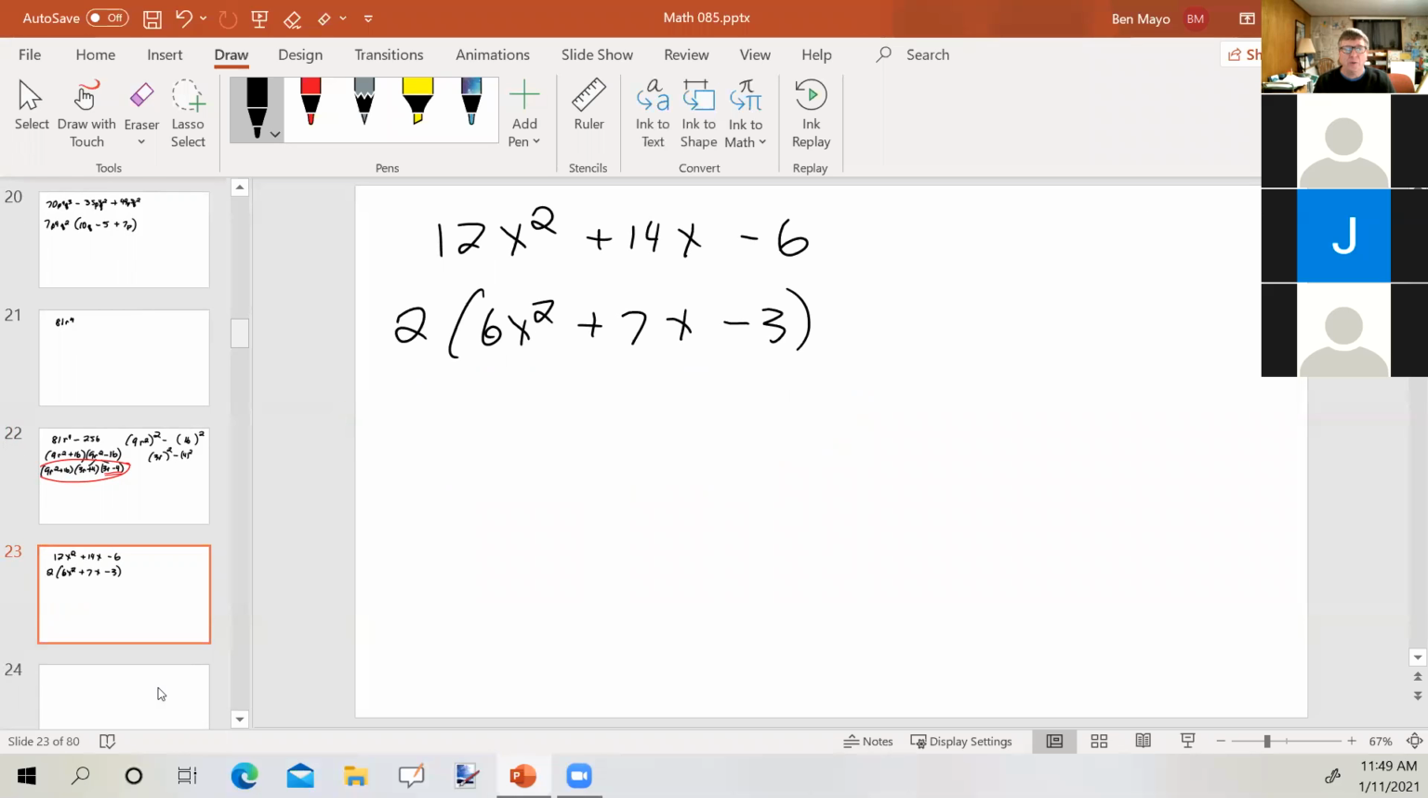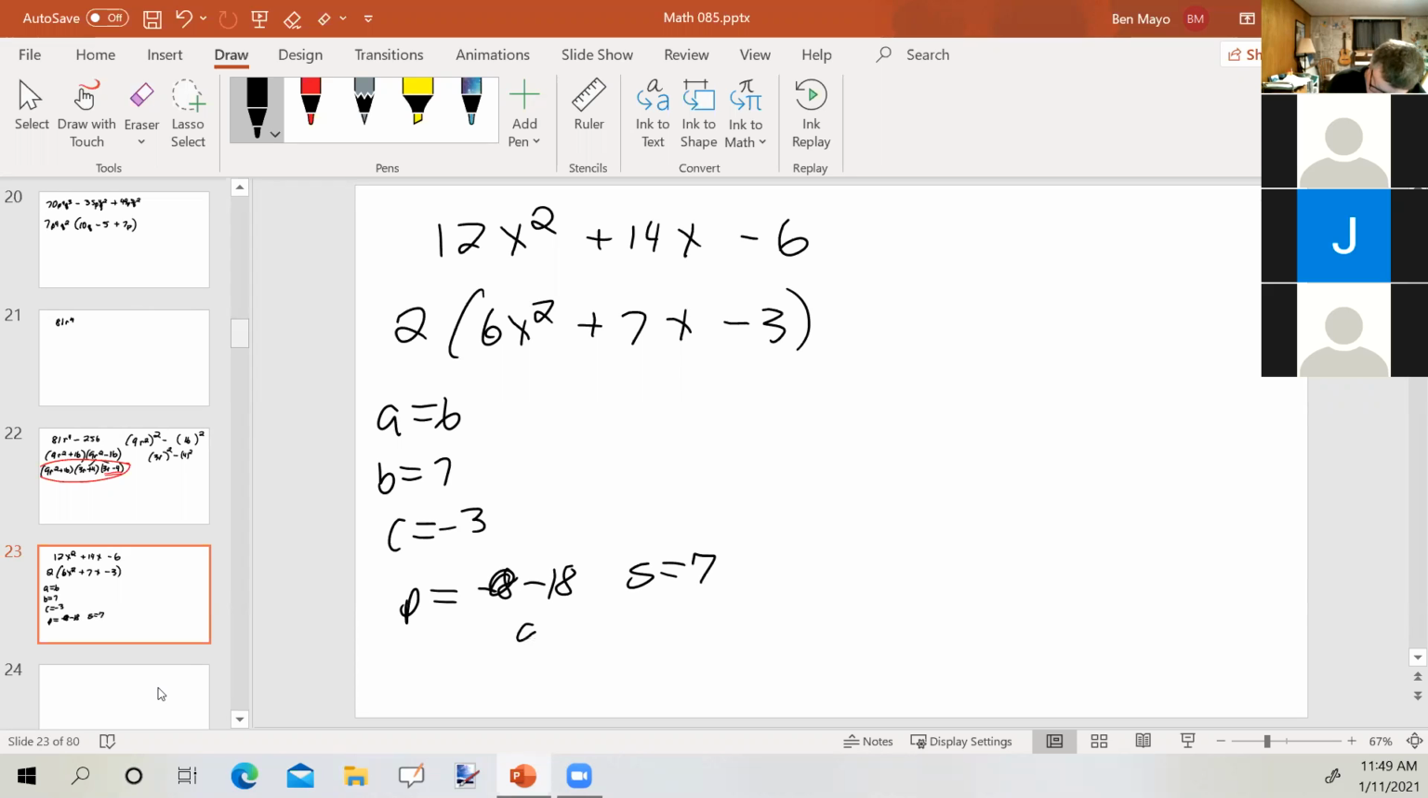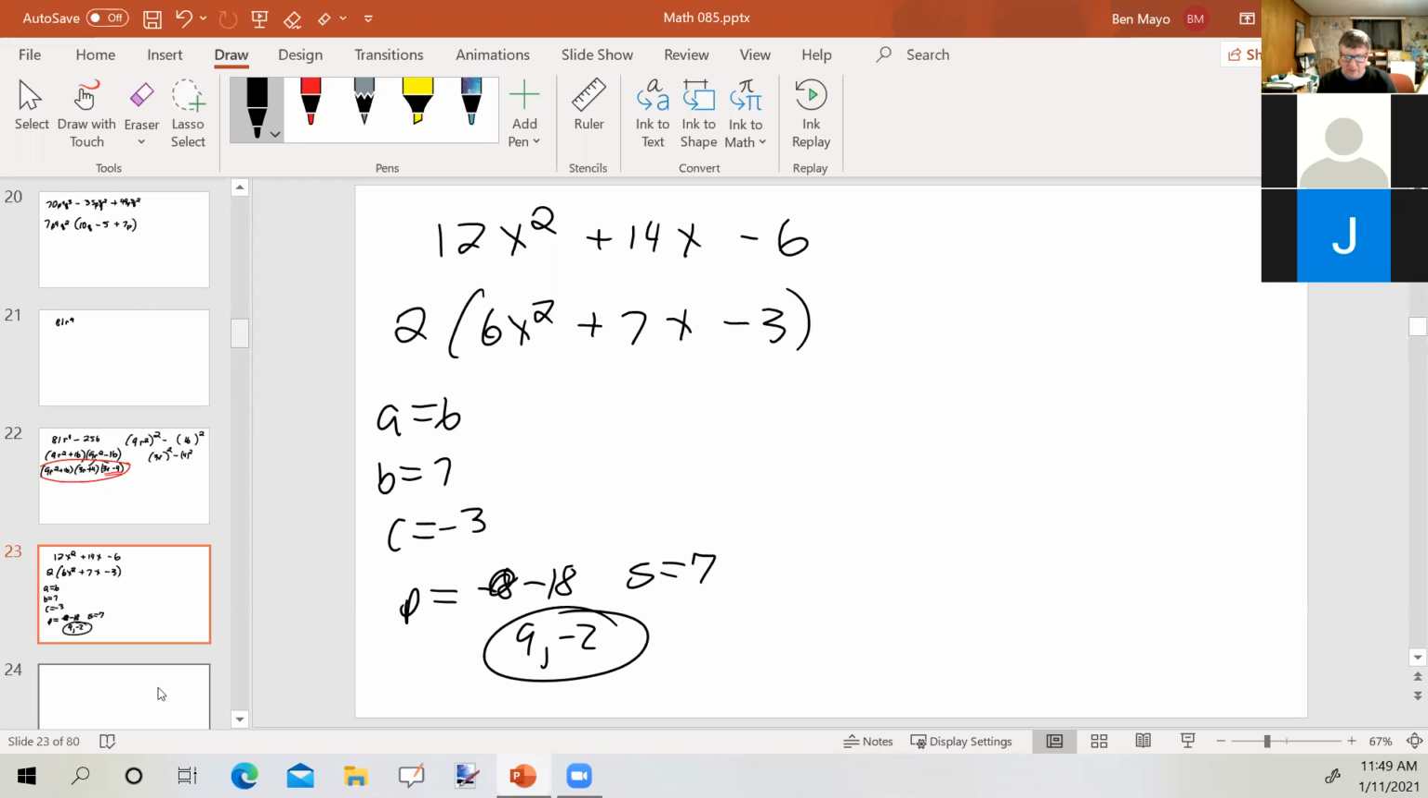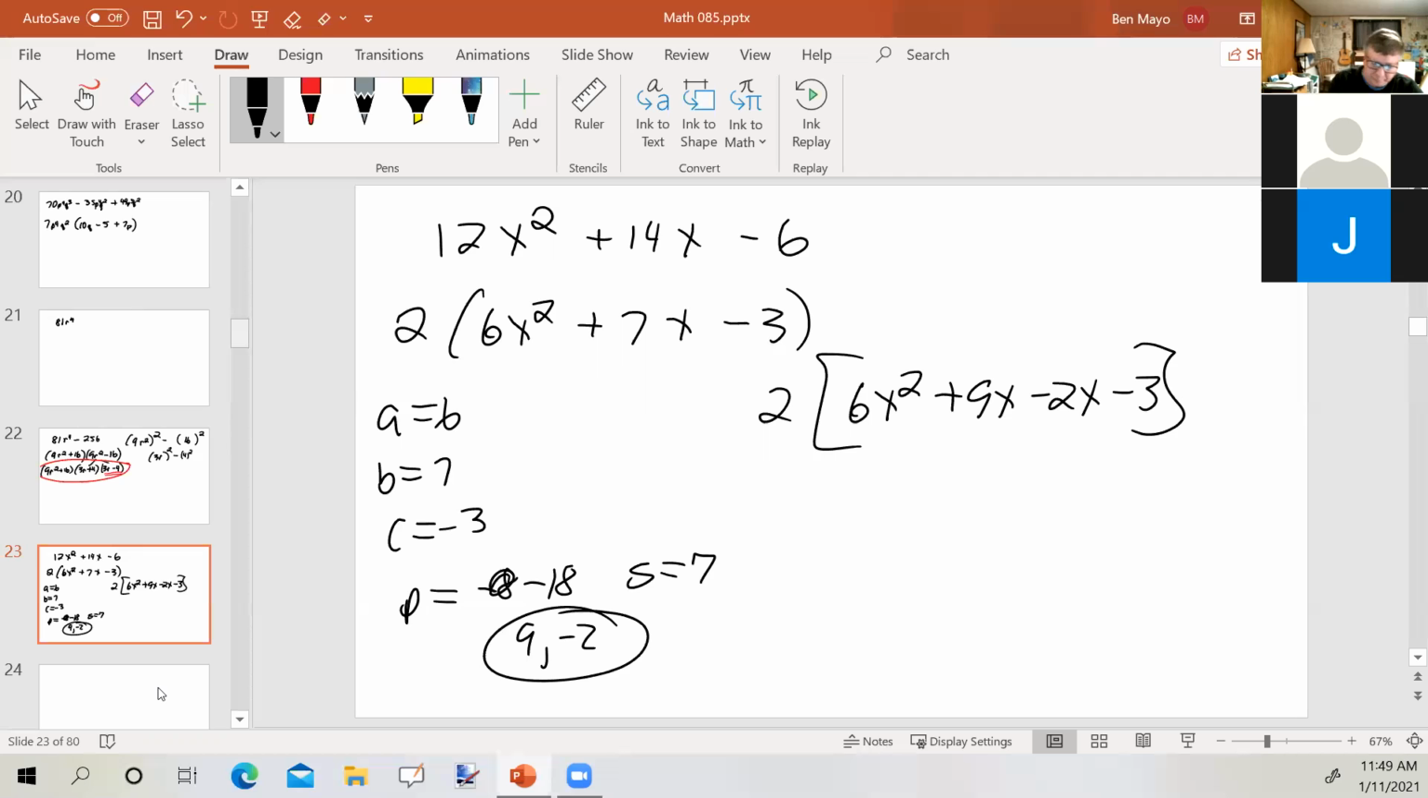I'm going to factor it using the grouping method. Let's see. So A would be 6, B would be 7, and C would be negative 3. The product would be A times C, which is negative 18, and the sum is B, which is 7. So how about 9 and negative 2? That would give me a product of negative 18 and a sum of 7. So then I'm going to have 2 times 6x squared plus 9x minus 2x minus 3.